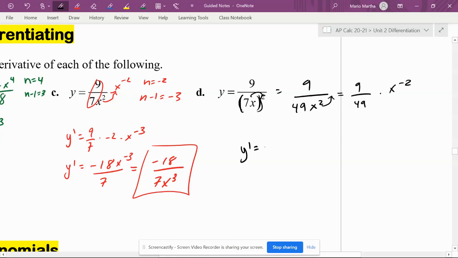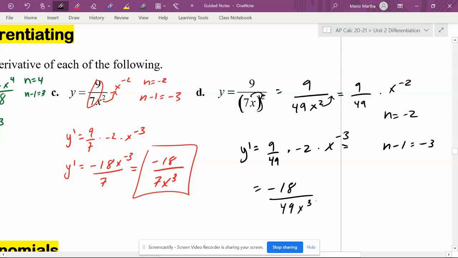So y prime equals 9 over 49, our constants, just move it to the front. And then times our n, which is negative 2. And then our n minus 1 is negative 3 here, so x to the negative 3. And then we're almost done. Again, 9 times negative 2 gives us negative 18, and then over 49, rewrite it with a positive exponent, and that would be x to the 3rd power. So that's our y prime.